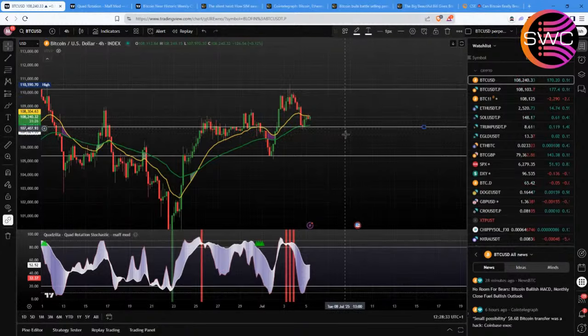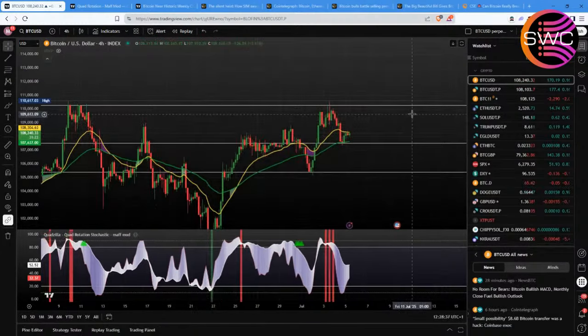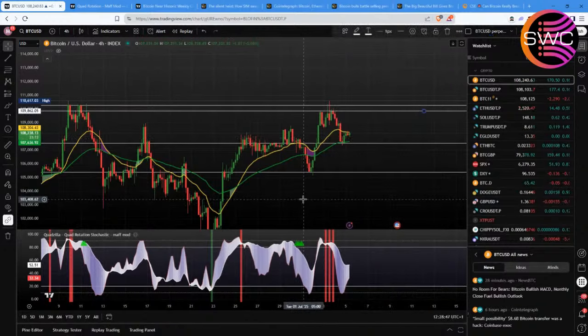Gives us a bit of a set of ranges to play in. I mean, you could end up just drawing lines everywhere on these things. It gets a bit too fussy, but just to illustrate the space there as well.